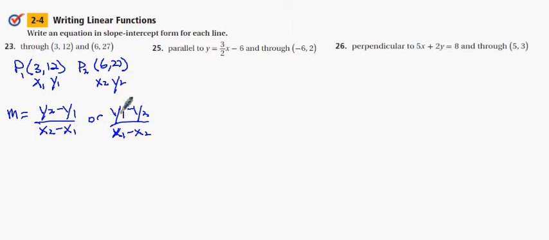If you went the other way around, just make sure you go in the same direction for both the numerator and the denominator. So taking the first formula and substituting those values in, we have 27 minus 12 over 6 minus 3. 27 minus 12 gives us 15. 6 minus 3 is 3, and 15 divided by 3 equals 5.